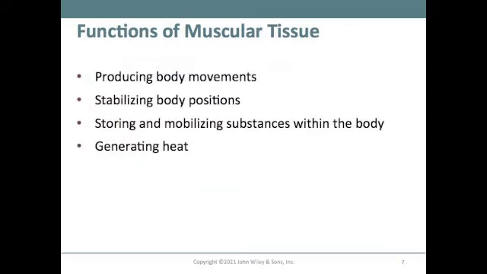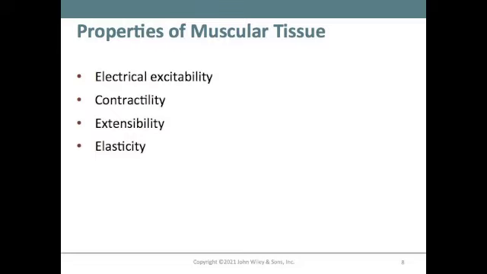What about the functions of muscular tissue? So they produce body movements, they stabilize body position, they store and mobilize substances within the body, and they can generate heat. So functions of the muscular tissue and properties of the muscular tissue are both on page 306. They're just some paragraphs, and they outline the different types of functions and then the different properties. And you can see that, and it continues on to page 307.